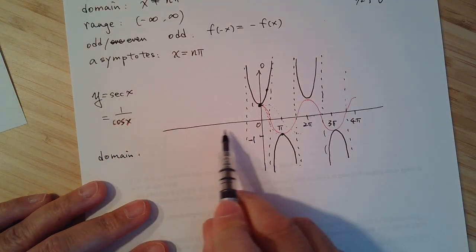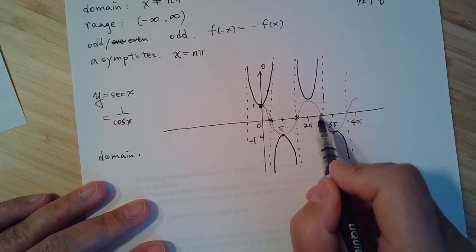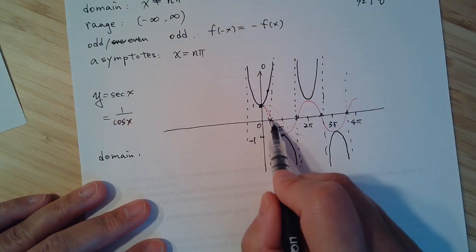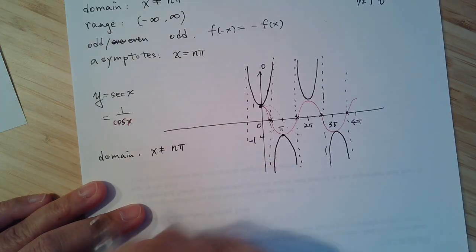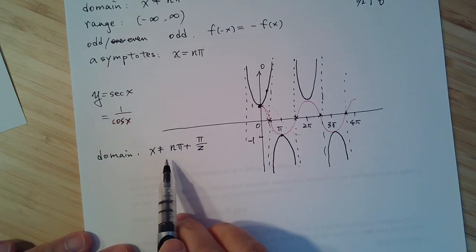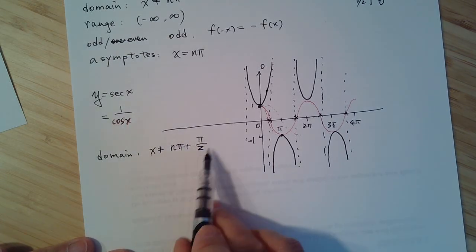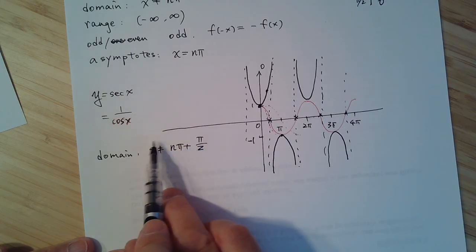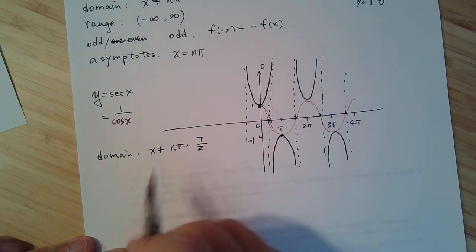Domain is x can be anything except here, here, here, and here. What are those? Those are x cannot be n pi plus pi over 2, because at those x values the cosine is 0, so you cannot take the reciprocal. Therefore, for the secant function, the domain is x cannot be that.